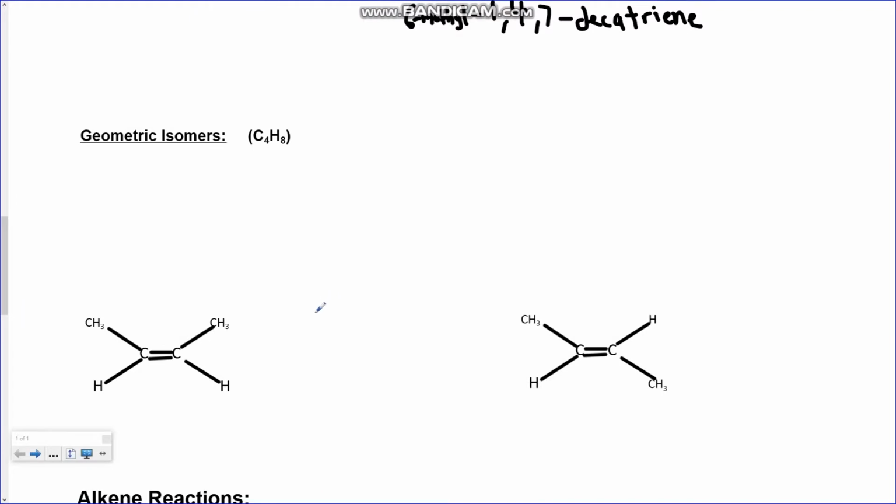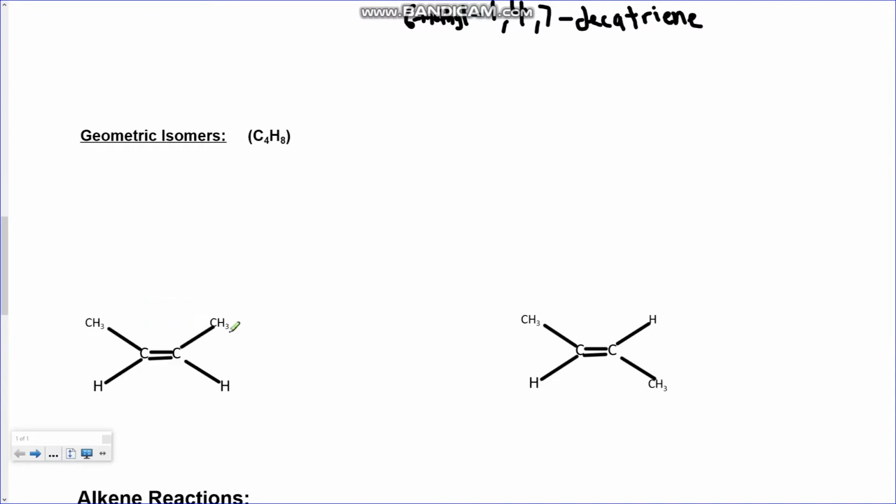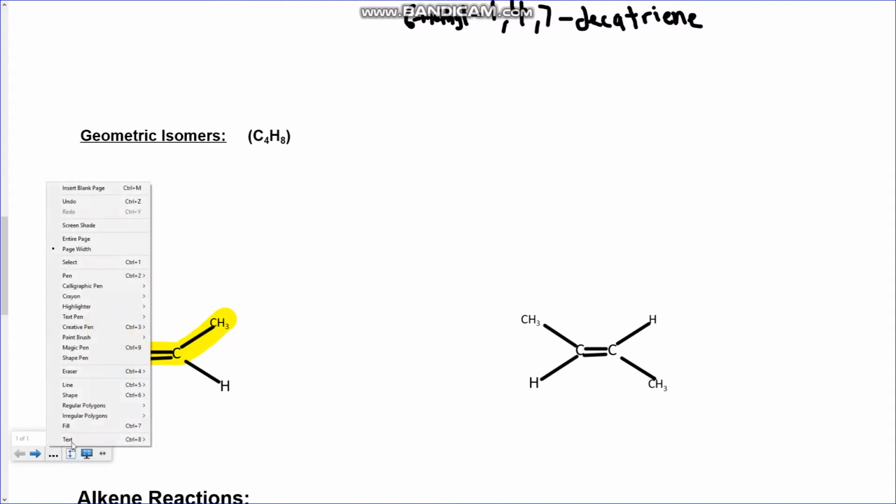Geometric isomers. Very, very straightforward, very easy. Once again, if it helps you out, mark down your parent chain. Remember, these hydrogens, it's the same as saying CH2 double bonded to another CH2, but to show you the geometric isomers, it's written in this way. Let me just get my pen out really quick. Get a little red color.